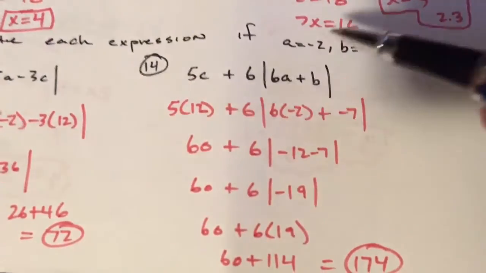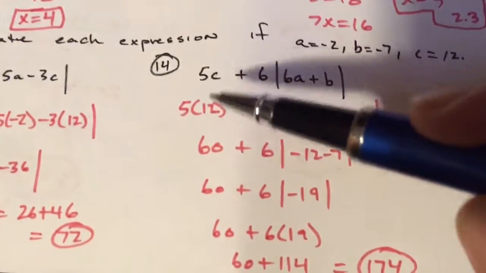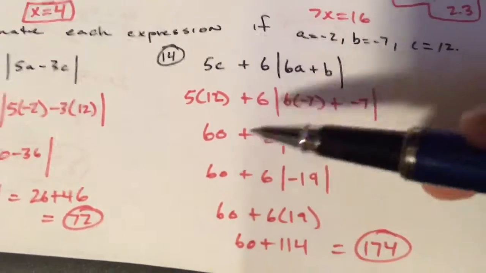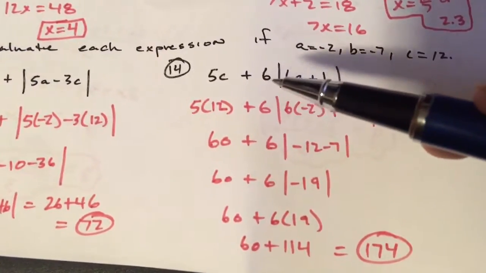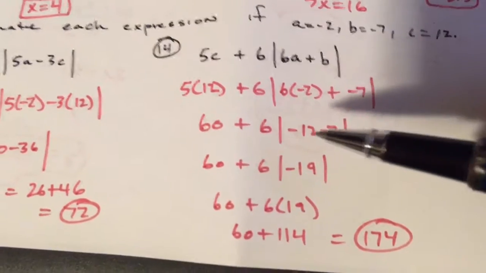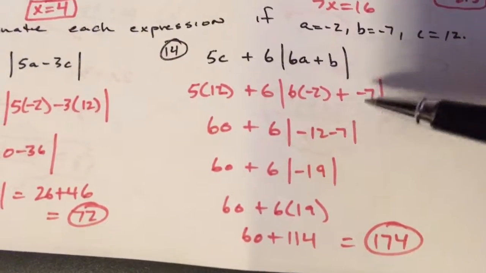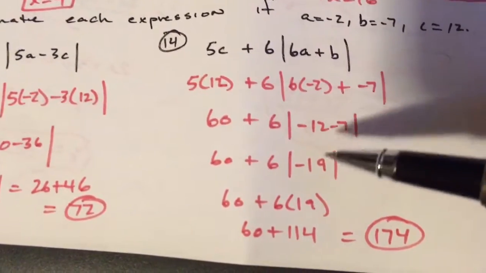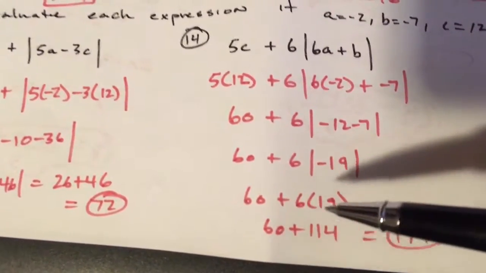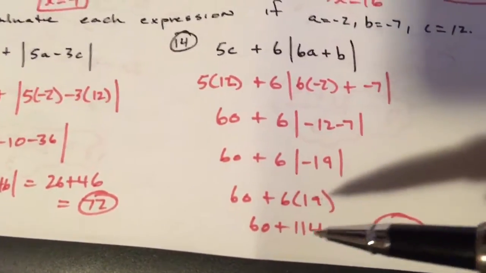All right. I'm going to plug 12 in for C. 60 is on the outside, and that stays there for a while. Plus 6 times A plus a negative 7. Negative 12 minus 7, that's really what happens when you add a negative 7. You get negative 19. What comes out of the absolute value, though, is a positive. 6 times 19 is 114. Combine those two, you get 174.